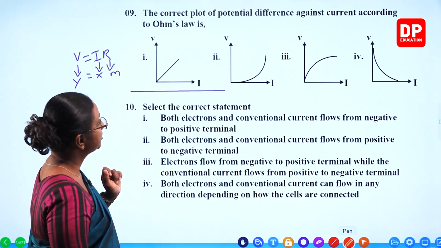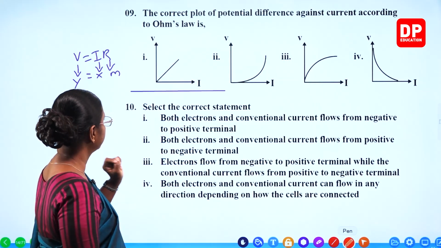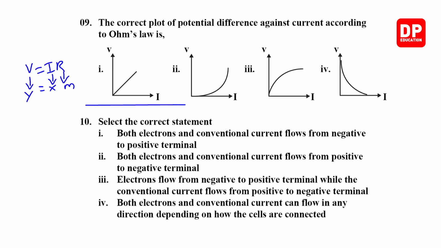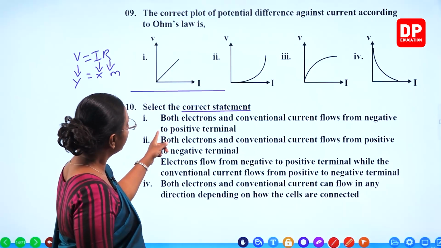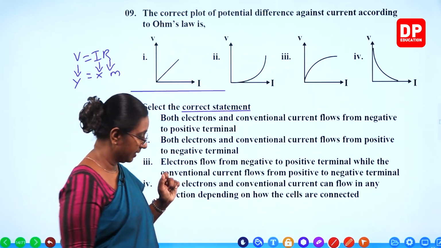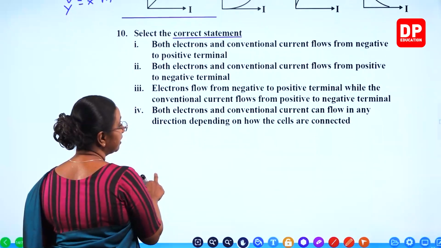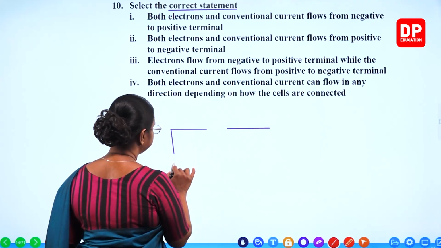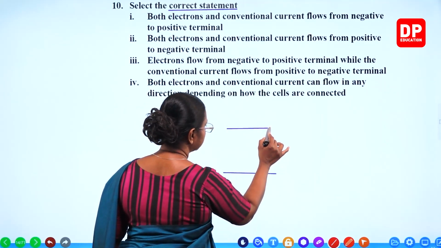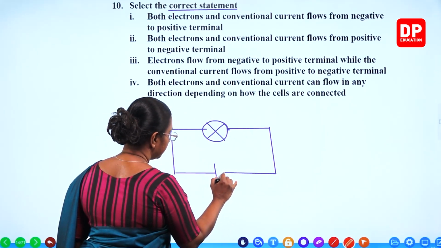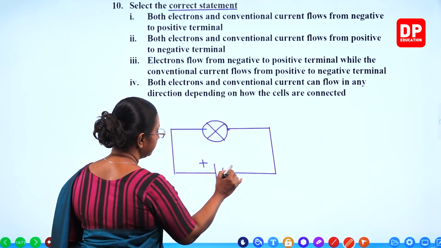The correct plot of potential difference against current according to Ohm's law. This is the plot. Then the 10th question. Select the correct statement. So here you have to select the correct statement. Both electrons and conventional current flow from negative to positive terminal. So if you are to consider the current flow, what happens there? You have a circuit like that. If you have a bulb, you have a power source, positive, negative.